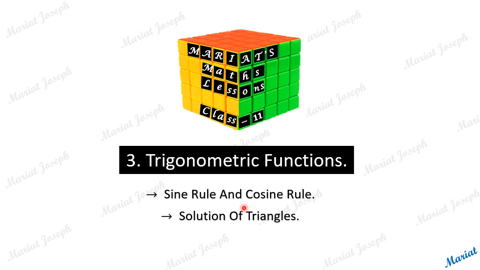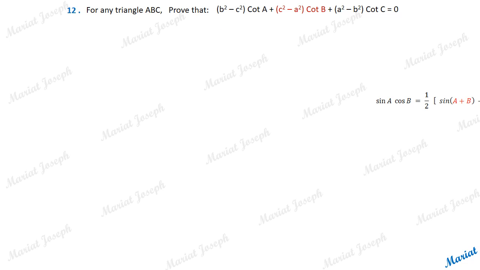Applications of sine rule and cosine rule in triangles. For any triangle ABC, prove that (b² − c²) cot A + (c² − a²) cot B + (a² − b²) cot C = 0.